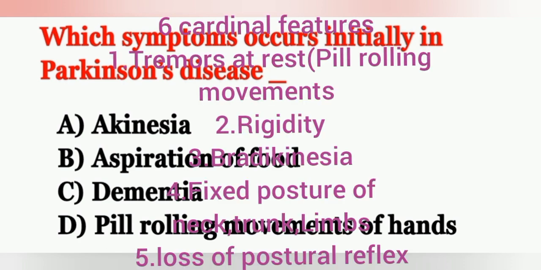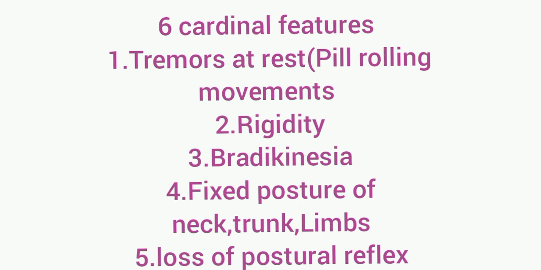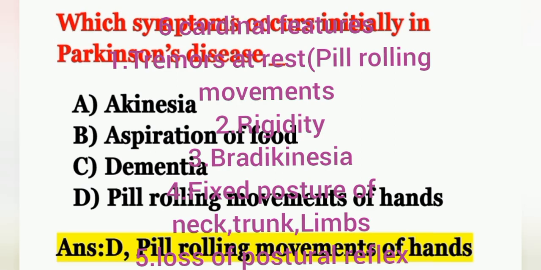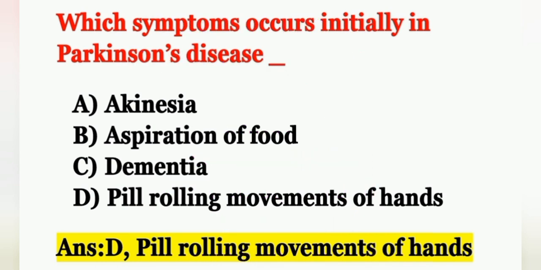Six cardinal features occur in Parkinson's disease. They are tremors at rest, especially pill rolling movements, and also rigidity, bradykinesia. Bradykinesia means slow movement, and also fixed posture of neck, trunk and limbs. Fifth one, loss of postural reflexes, and freezing movement. Okay, here our question, the symptom which initially occurs in Parkinson's disease is pill rolling movement. Option D is the correct answer.